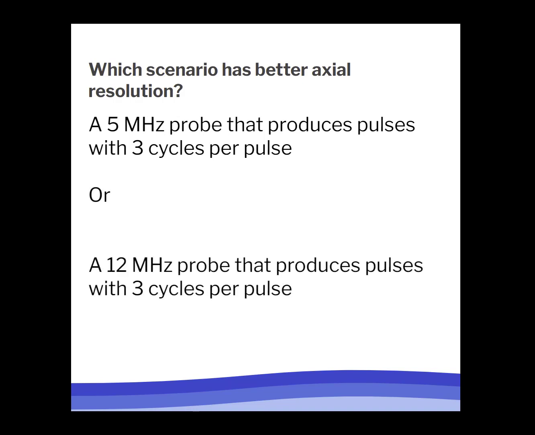Our next scenario, we've got a 5 megahertz probe that produces pulses with 3 cycles per pulse, or we have a 12 megahertz probe that produces pulses with 3 cycles per pulse. Now in this scenario, the cycles per pulse are the same, but the frequencies have changed. Higher frequencies produce shorter wavelengths, which improve our axial resolution. So we are going to choose the transducer with the higher frequency.